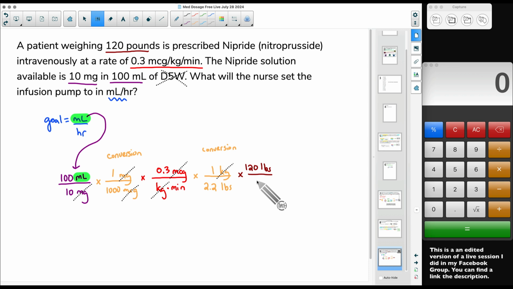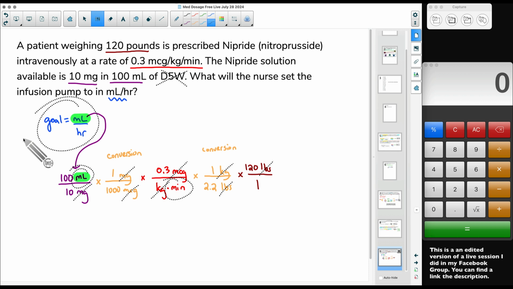120 pounds represents that one client. Pounds cancel out. Now, if we stop here, man, you were so close. But we don't want to stop here. If you stopped right here, you would have milliliters per minute. But we want milliliters per hour. Our goal is milliliters per hour.